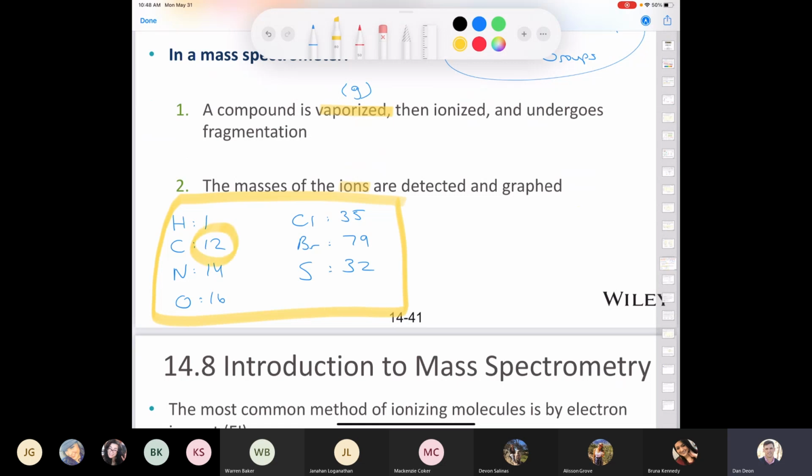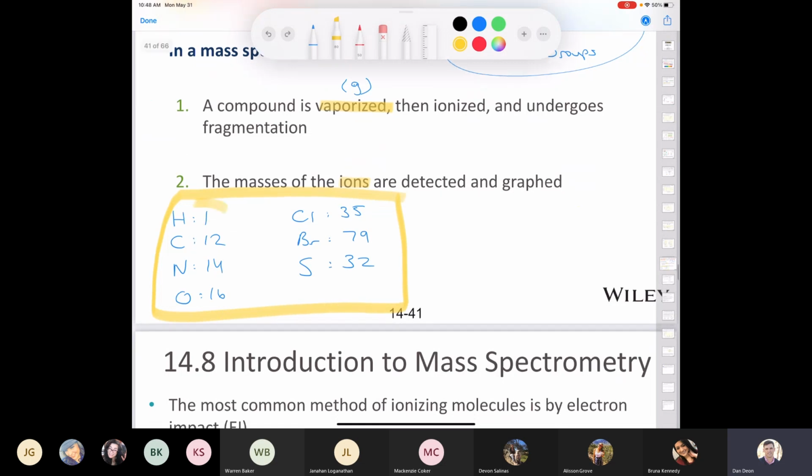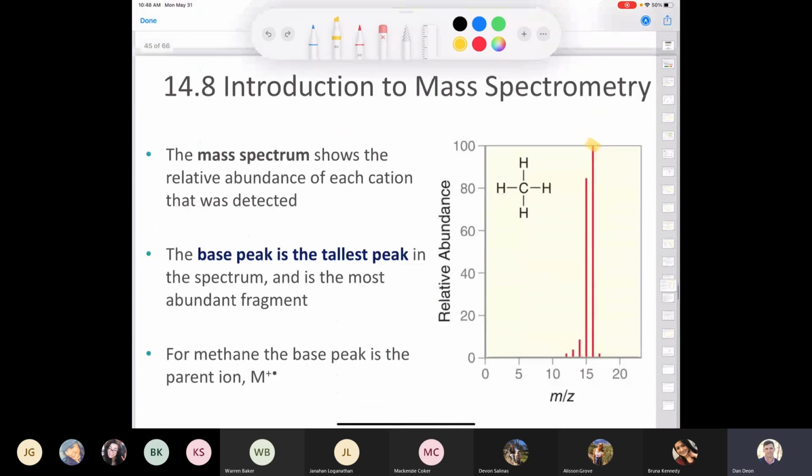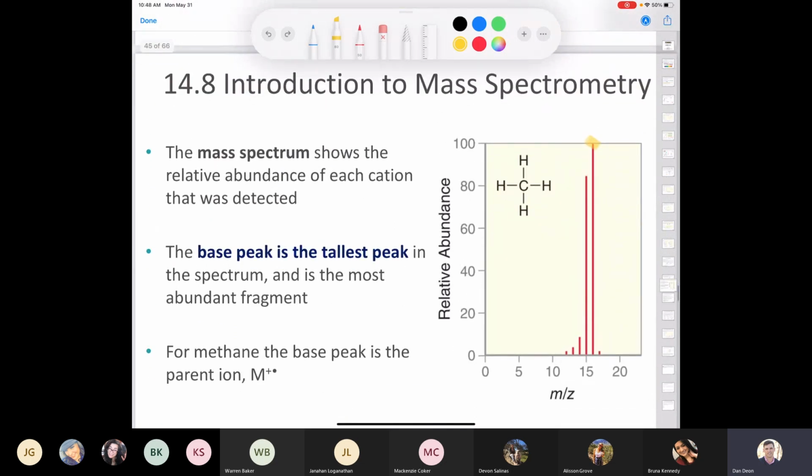Mr. Dion, why aren't you using 12.01? Why aren't you using 1.0079, what I see on my periodic table? Why aren't you using 35.45 like I see on my periodic table? Because we're talking about low resolution mass spectrometry. We do not look at decimal places. We only go to the ones place. So going back to that mass spectrum of methane, the simplest possible organic molecule, it is CH4. The mass of carbon is 12, plus each hydrogen, that is 1 times 4, which gives me a total mass of 16.